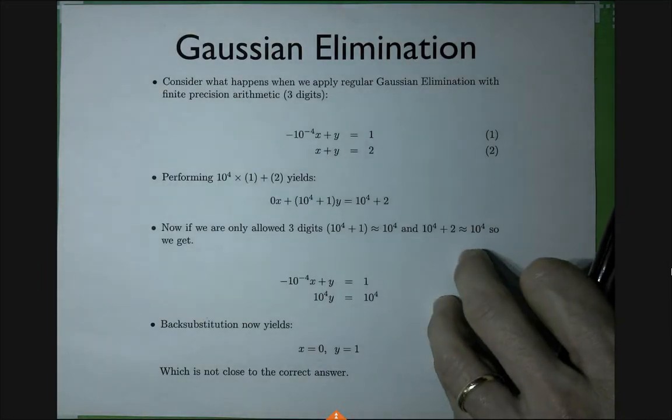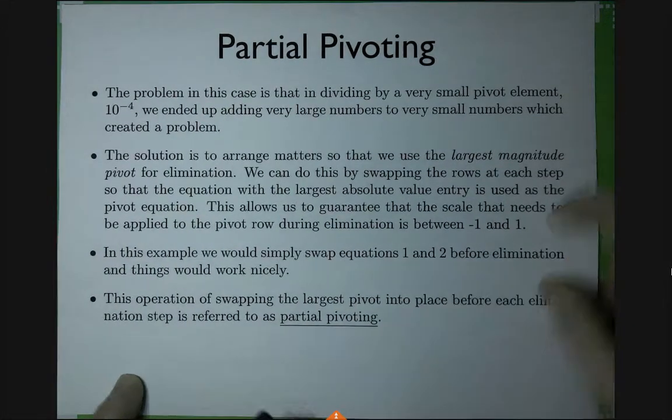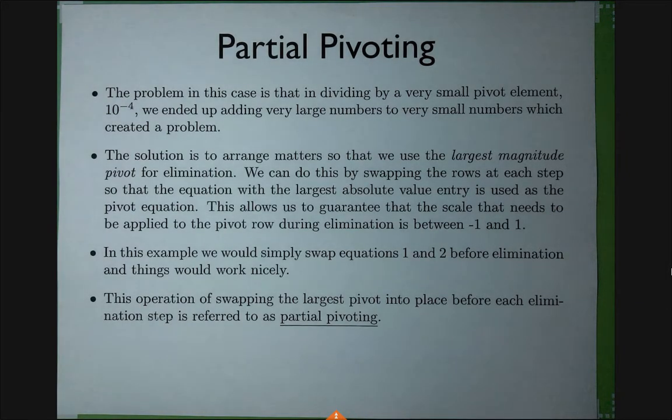So what is the problem? The problem is that we were dividing by the very small pivot element. We essentially amplified the rounding errors, which then created a large error on the solution.